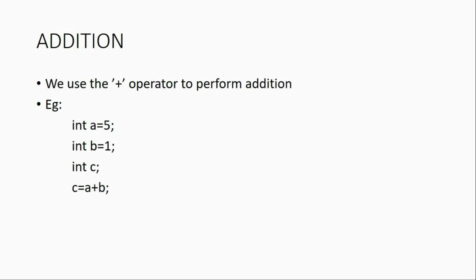Let's take a small example where we have three variables of data type integer. That's int a, b, and c. We assign a to be 5, b to be 1, and c is equal to a plus b. In the statement c is equal to a plus b, what exactly happens is the value of a plus b is calculated, and the answer is transferred into the variable c. So a plus b is 6, so the value of c would be 6. That's how we do addition.